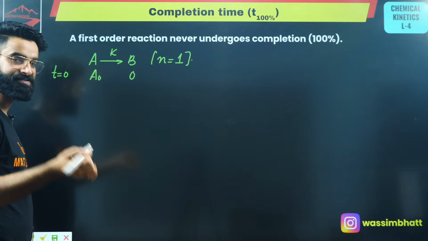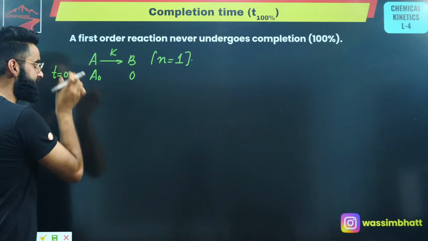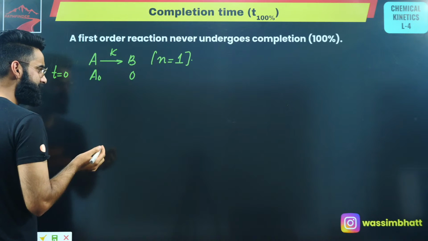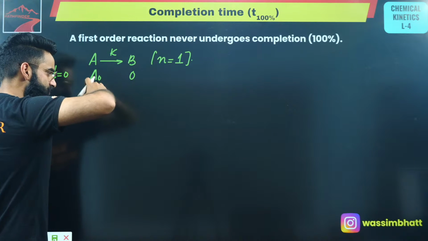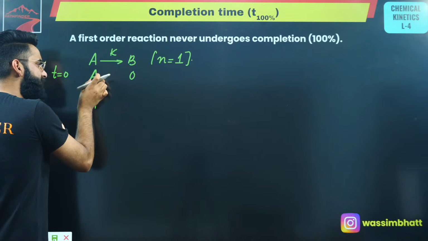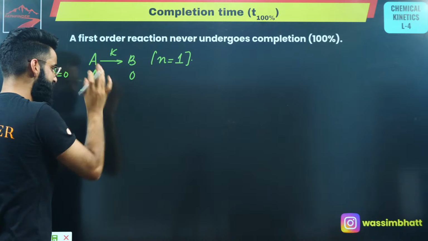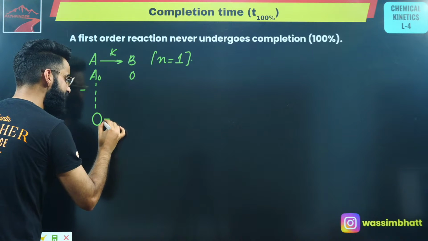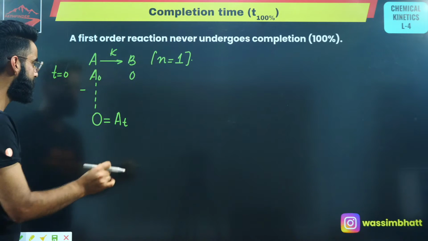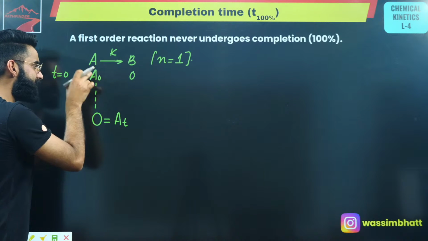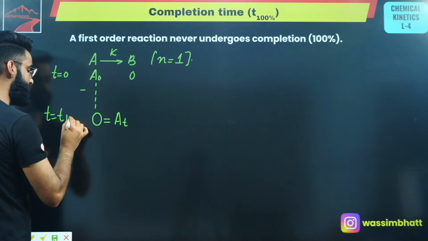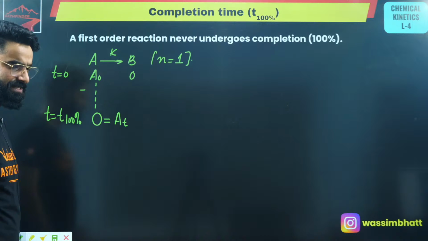Yes, exactly. See guys, look here. At time t is equal to 0, the concentration of reactant is A naught and the concentration of product is 0. Now what is going to happen? When the reaction starts, the concentration of reactant will decrease with time. I'm assuming there will be a time when the whole of the reactant would have got converted into the product. So at that time, the concentration of reactant left, which I represent by AT, is going to be 0. And the time in which the concentration of reactant changes from A naught to 0 is what I call the completion time, which we represent by T 100%.